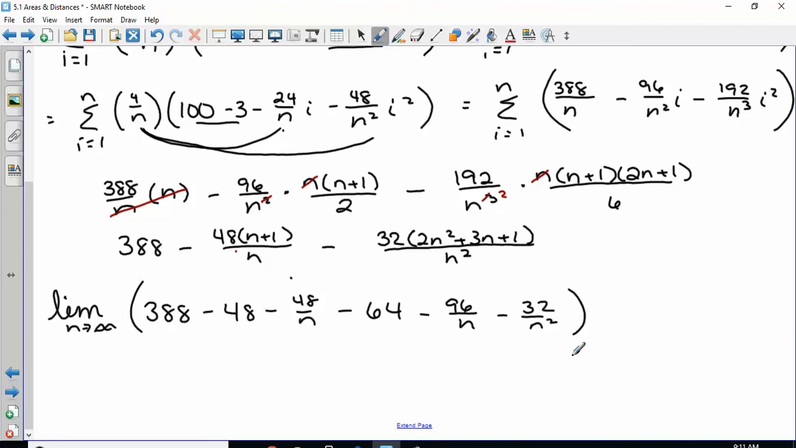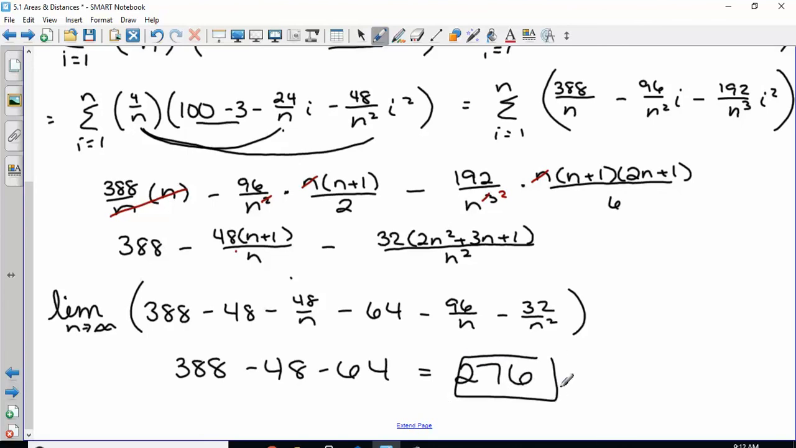Now, if n is going to infinity, anything with an n on the bottom turns into 0, because we're doing our limit. So if we have 388 minus 48 minus 64, 276. And that is the true area under the curve.